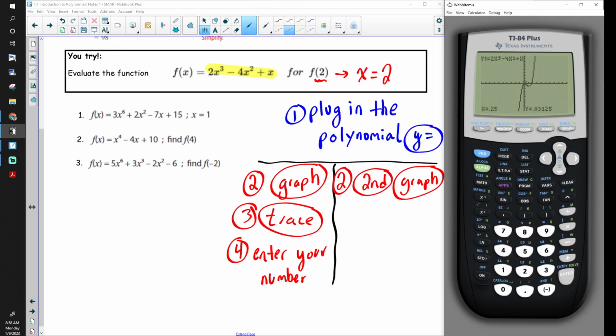If you do it the table way, which is when you click second graph, what's the downside to this? Let's say you want to know when it equals 1/2. Is there a 1/2 in our list? No. Okay, so it's good for whole numbers.